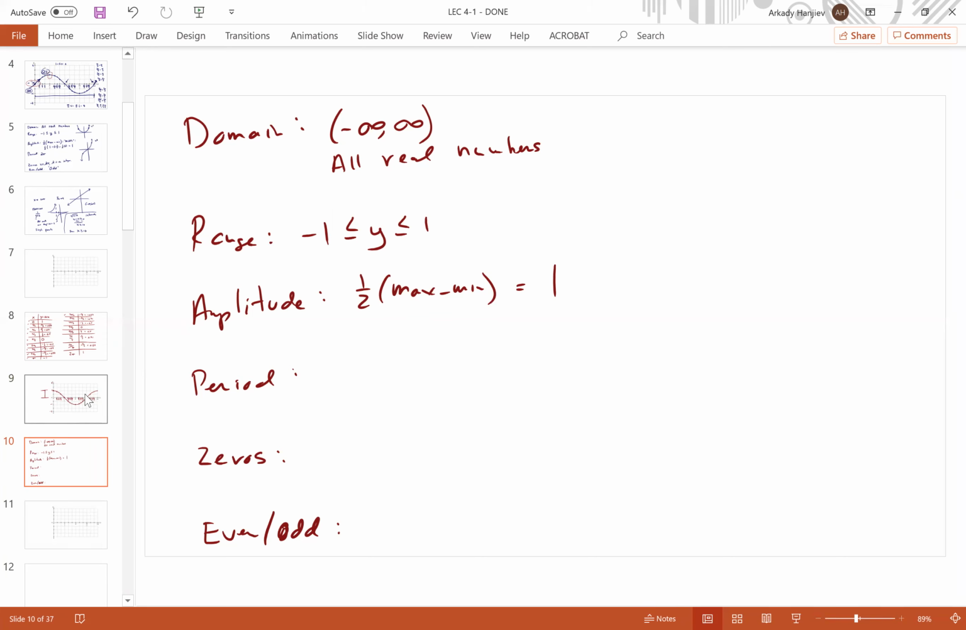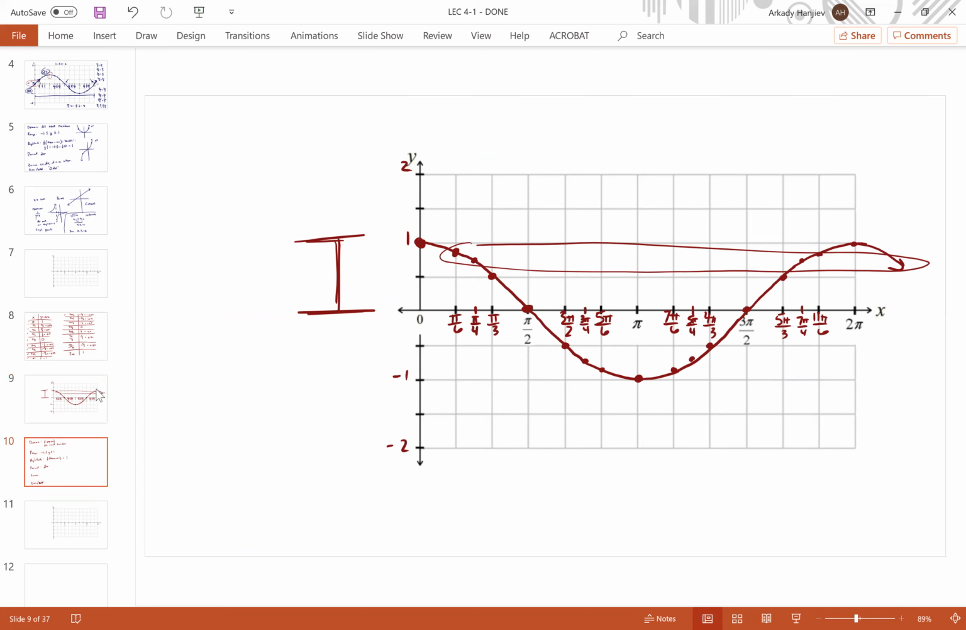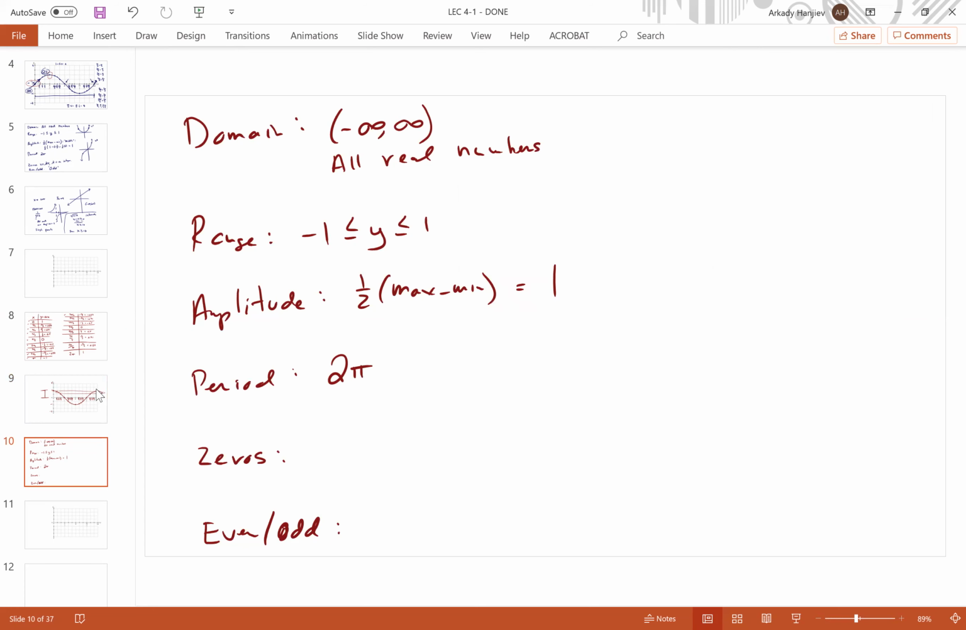Okay, period. How long does it take for this guy to cycle back? We're going to say 2 pi. Because on our graph right here, once it hits this +1 again, it's going to go down, which models this all over again, right? There's your 2 pi. Sweet. Okay, zeros, they're the fun ones here.